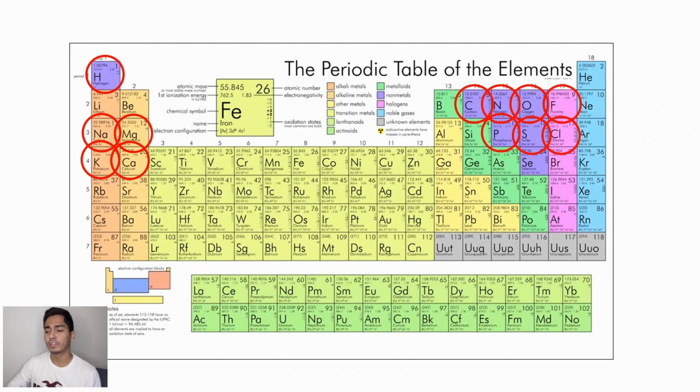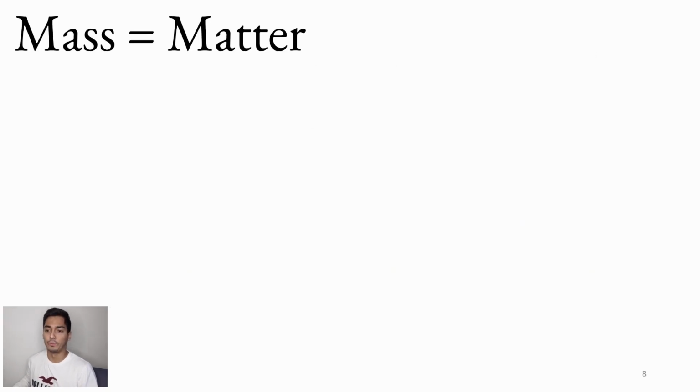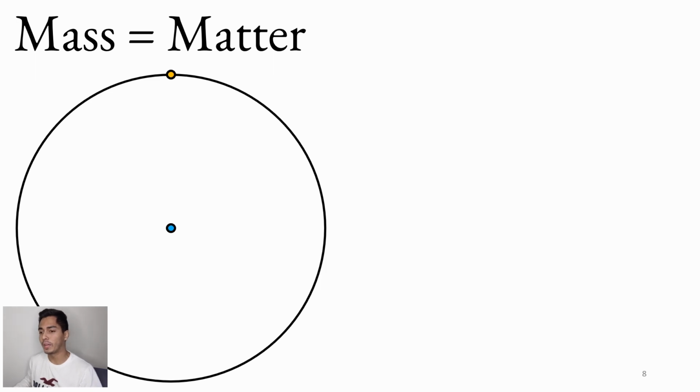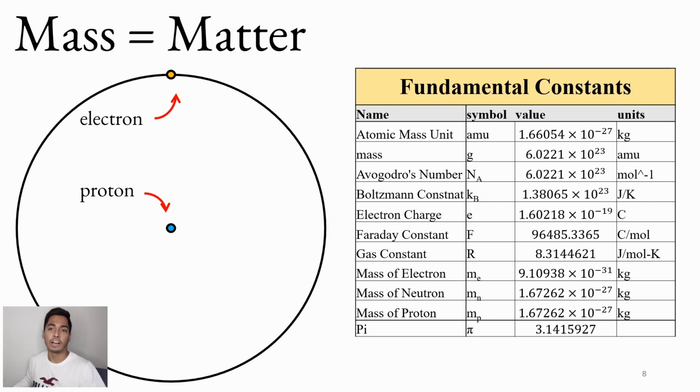And last time I told you guys about the periodic table, and I told you to memorize about 12 elements. So let's talk about the elements real quick. Mass is matter. Matter is just stuff. So here we have an atom. It has a proton and an electron. What atom is this? If it has one proton and one electron, what atom is that? Well, that's going to be the hydrogen atom.